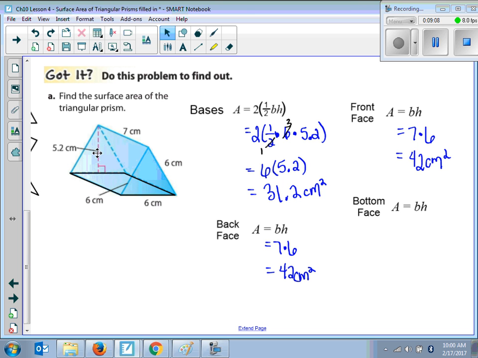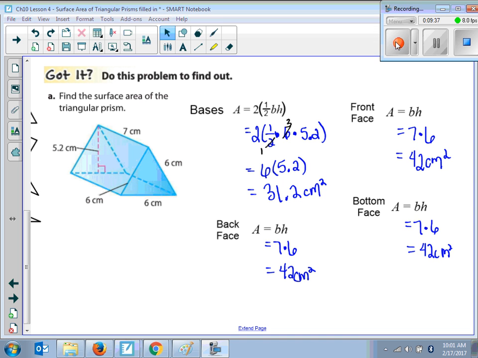Now, let's put that back out there. So what is the base of the bottom piece? That would be 7, and the height would be 6. Very good. So, does it matter? Could I do it 6 and 7? No, it doesn't matter. So 7 times 6, again, that's going to give me 42 centimeters squared.